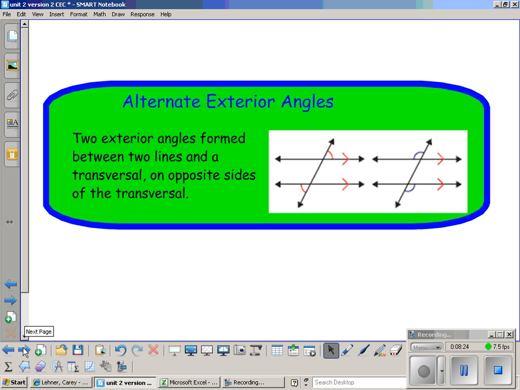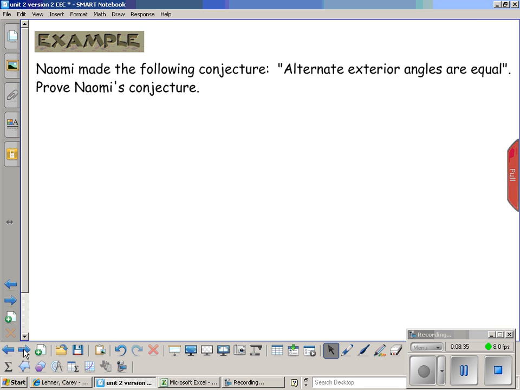Alternate exterior angles are two exterior angles, so two angles that are outside of the parallel lines that are on opposite sides of the transversal. So Naomi made the following conjecture. Alternate exterior angles are equal. Prove this conjecture. So the first thing we are going to do is draw a diagram so that we can work off of it and prove it.